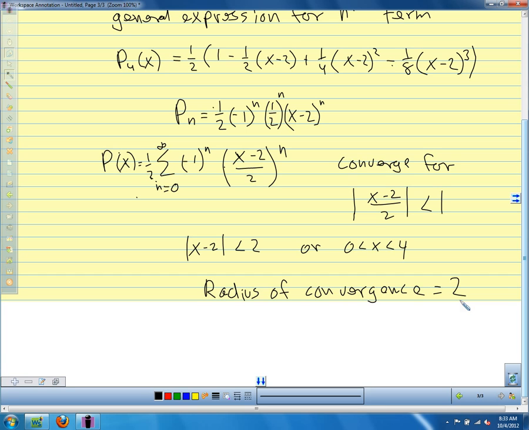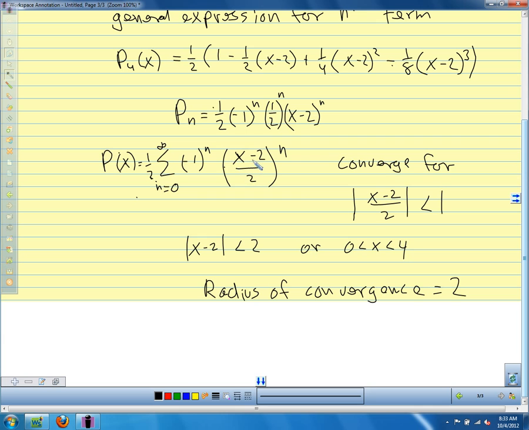And for our interval, if we test the endpoints, they are 0 and 4. If we plug in x equals 0 here, I get negative 2 over 2, which is negative 1 to the n. So I'm summing negative 1 to the n times negative 1 to the n, which is just 1. So I'm summing 1 from 0 to infinity. That's going to diverge.